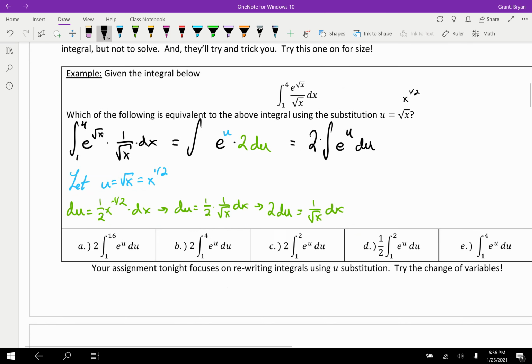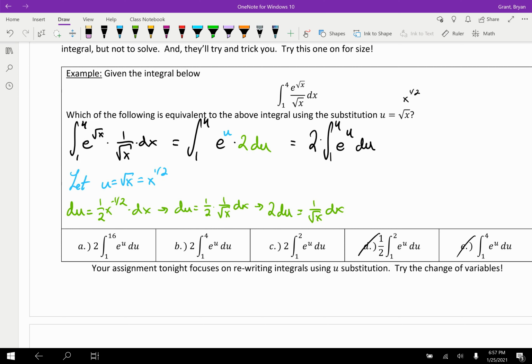Now doing that, we can actually eliminate a few answers here. We know it's not the 1/2. We know it's not e to the u without the 2. But the other three all have 2s. What are the only differences? Those limits of integration. Because if we were to do this incorrectly and say this went from 1 to 4, we would get the wrong answer, which they've cleverly put here, because those limits, as written, are still in the form of the original x-axis.